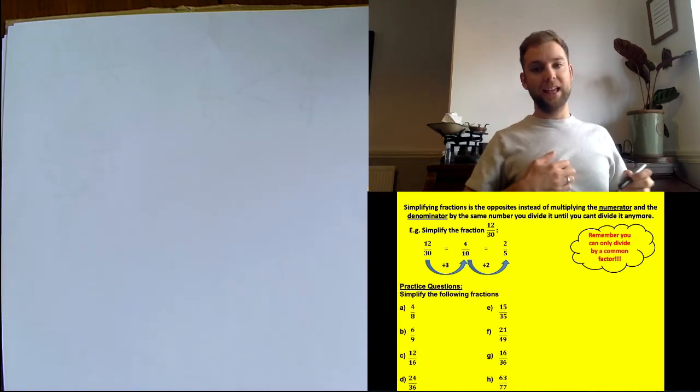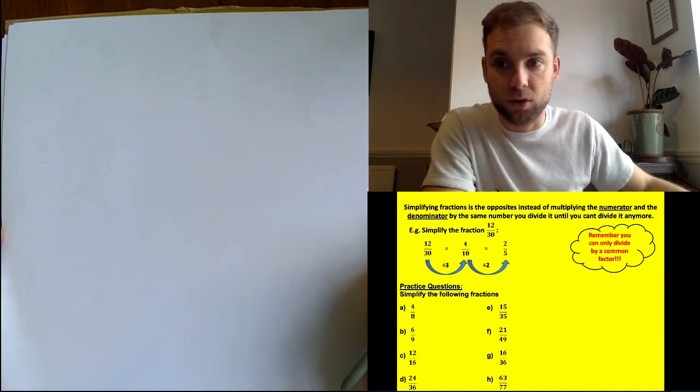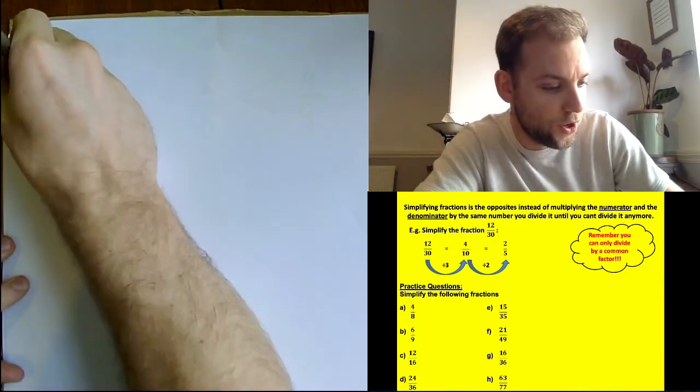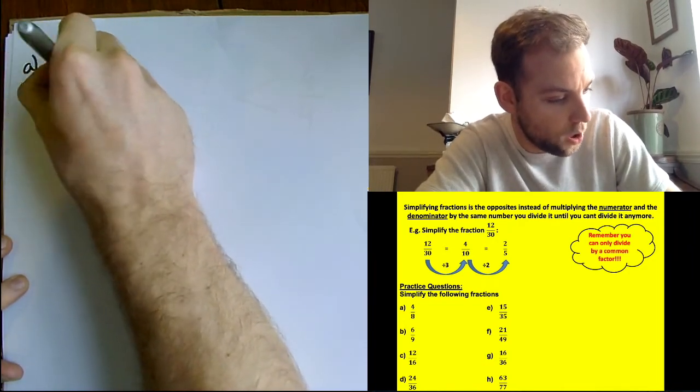So I've got 8 questions. Remember, get these down in your notes because the only way to learn maths is to do it. So here I've got the first one, A, which is 4 over 8.